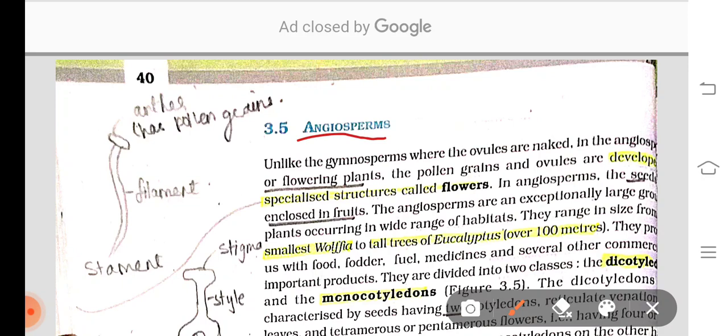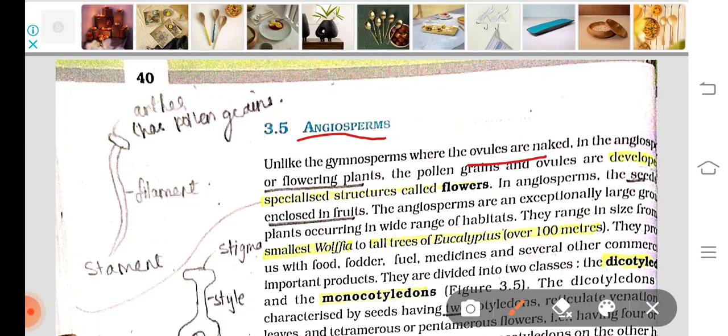So, unlike gymnosperms, where the ovules are naked, in angiosperms, the pollen grains and the ovules are developed in specialized structures called flowers. And in angiosperms, the seeds are enclosed in fruits. And the angiosperms range in size from the smallest Wolffia to tall trees of eucalyptus over 100 meters.